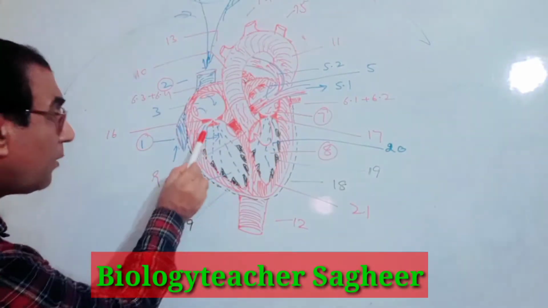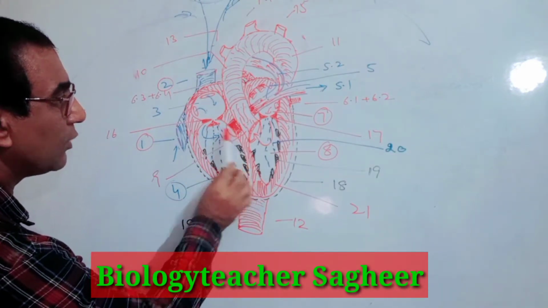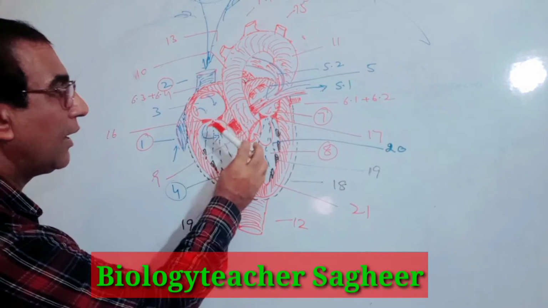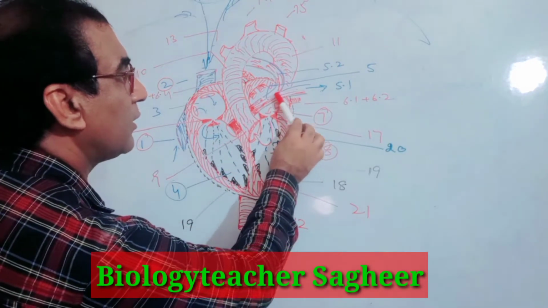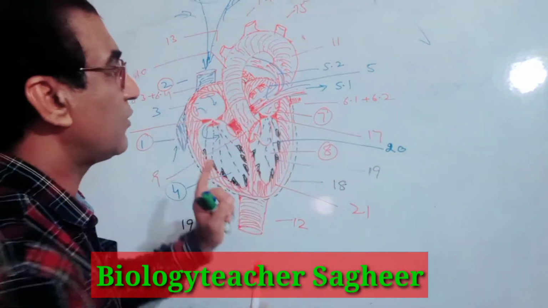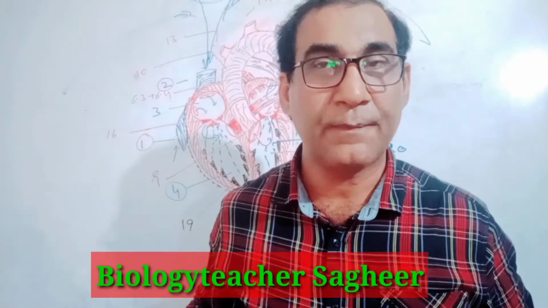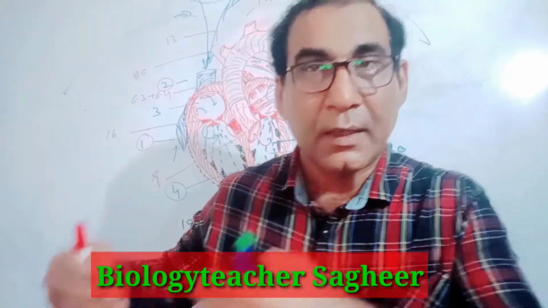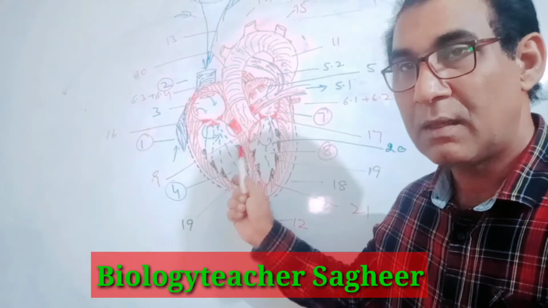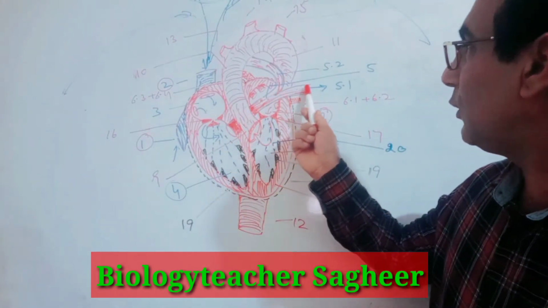From here the blood is brought into this main blood vessel, and it is known as what? Pulmonary trunk. This blood vessel is the pulmonary trunk, and it brings the blood into the left lung and the right lung after bifurcation into the left pulmonary artery and the right pulmonary artery. The pulmonary trunk takes the blood from the right ventricle.